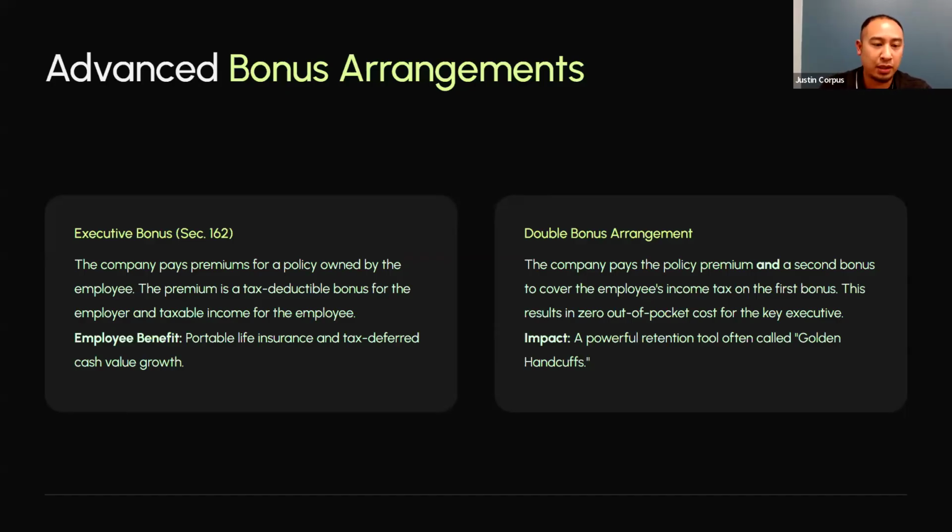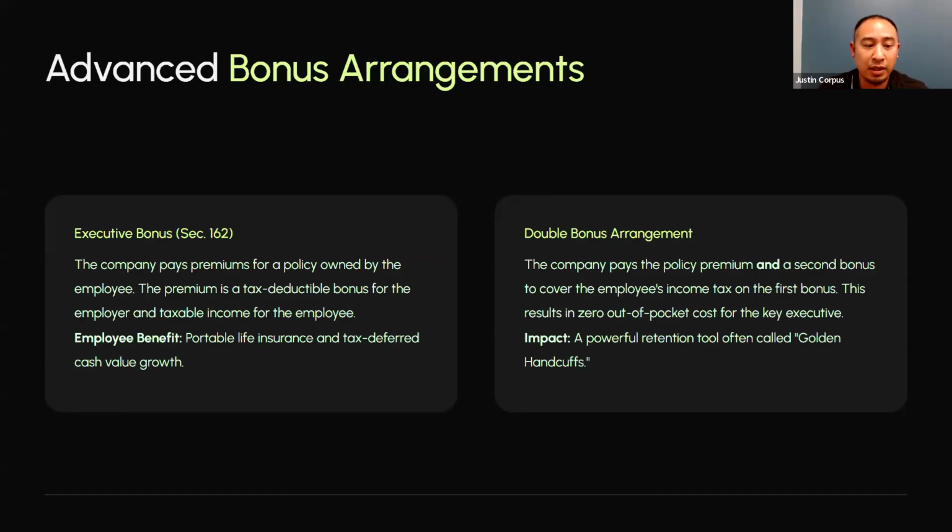Now, a cool thing that we can use, right, is a double bonus arrangement. The company pays the policy premium and a second bonus to cover the employee's income tax on the first bonus. This results in a zero out-of-pocket cost for the key executive. It's a very powerful retention tool. They call it the golden handcuffs, as you can see right here. Essentially, you're giving your employee a bonus and you're paying their taxes for it.